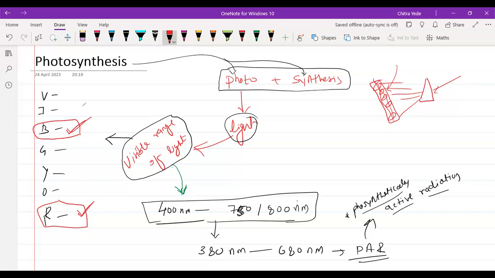Keep replying. Yes, sir. Understood, sir. Okay. So I hope you understood what photo means. Photo means light, and light contains energy called radiant energy. And synthesis means to prepare or to form.